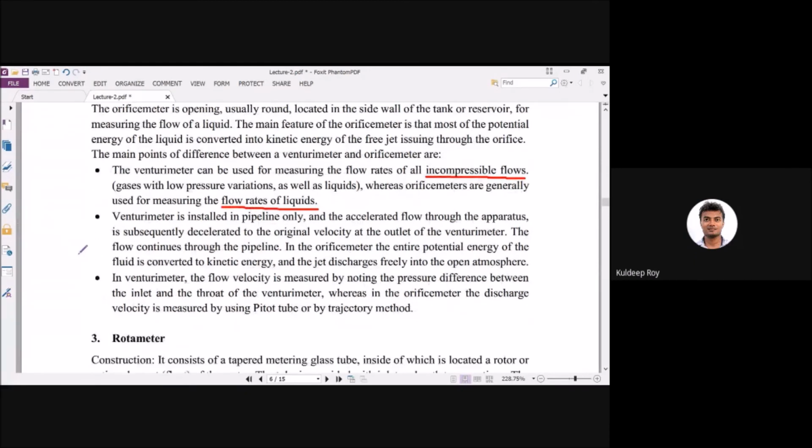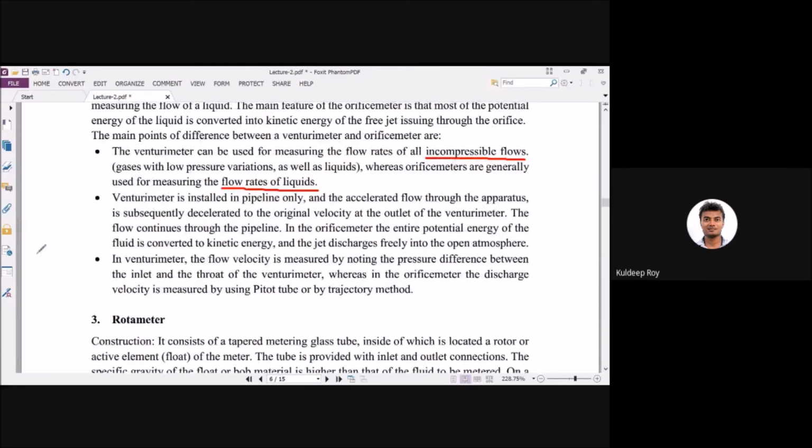Okay. Now the Venturi meter is installed in a pipe only, and the accelerated flow through the apparatus is subsequently decelerated to the original velocity at the outlet of the Venturi meter. The flow continues through the pipeline, and in the orifice plate, the entire potential head of the fluid is converted into kinetic energy, and the jet discharges freely into the open atmosphere.